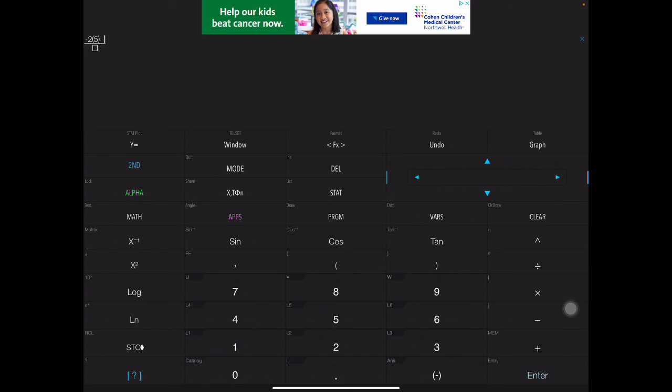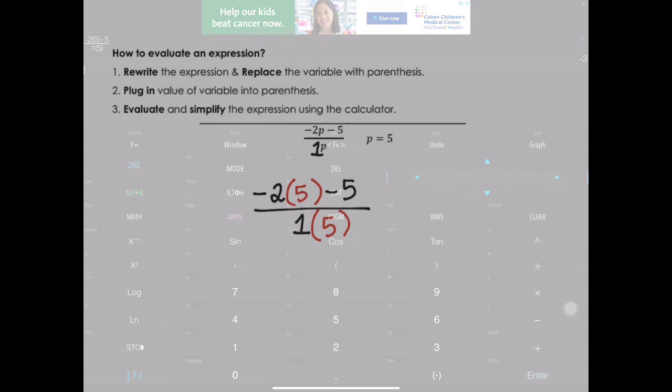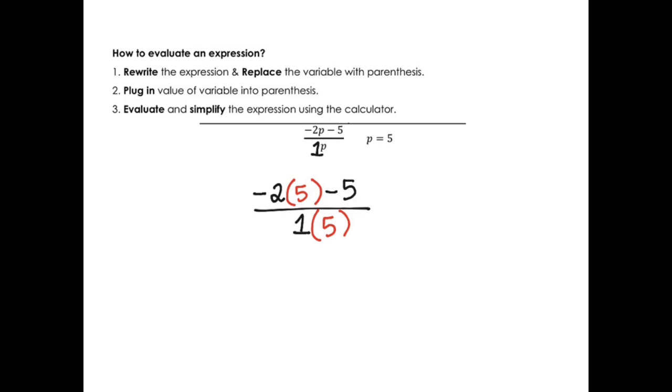So I have -5. And now again, I can use my blue arrows to go down, or I can tap it. I'm going to use the arrows and go down. And I'm going to put my 1 parentheses 5. And when I click enter, it gives me a value of -3. And when I plug this into my calculator, I get a value of -3.